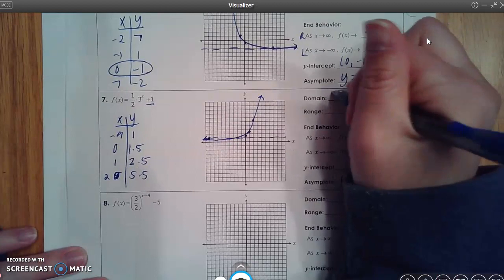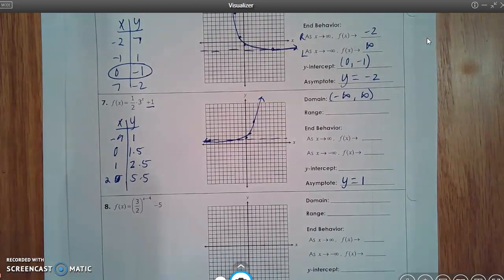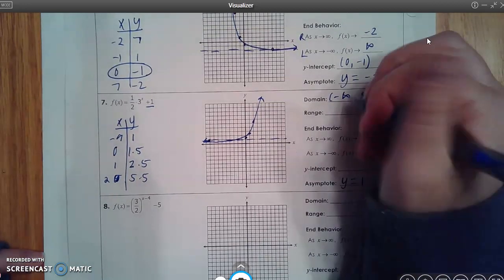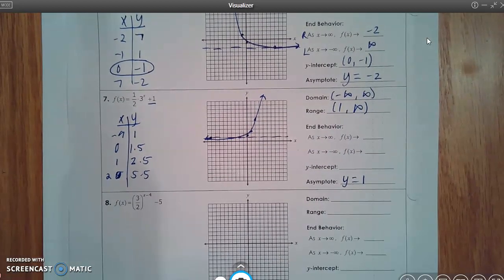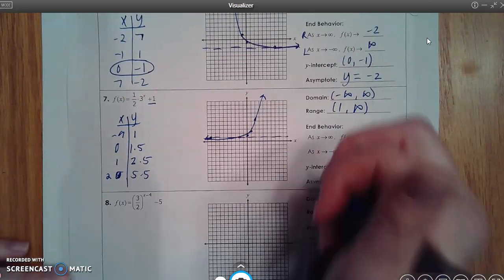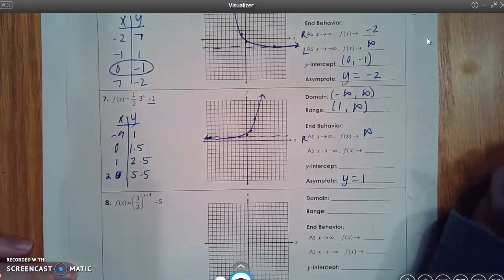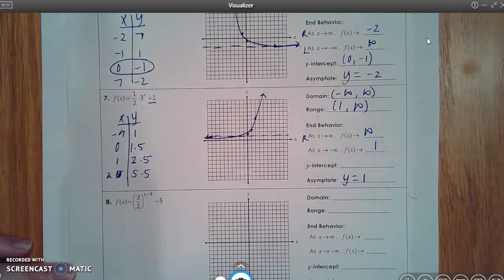Domain is the same because my arrows are going left and right forever, so we're going to go from negative infinity to positive infinity. Your range is changing because we have an asymptote not at 0. My asymptote starts at 1, and I go up forever, which goes to positive infinity. And behavior, my right arrow is the arrow that's pointing up, which is going to positive infinity, whereas my left arrow is touching the asymptote, which is at 1.